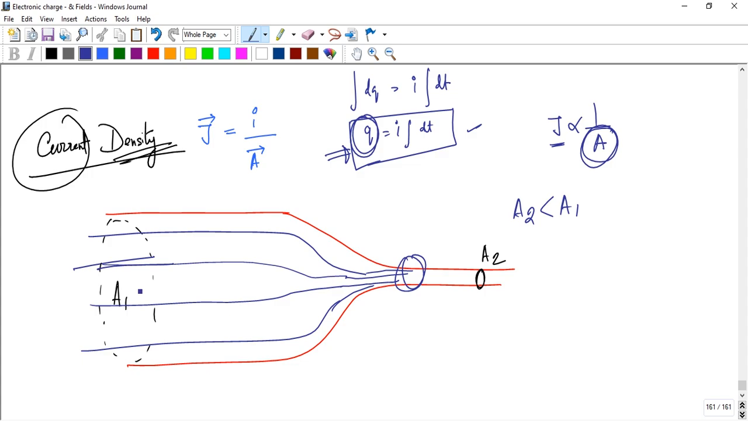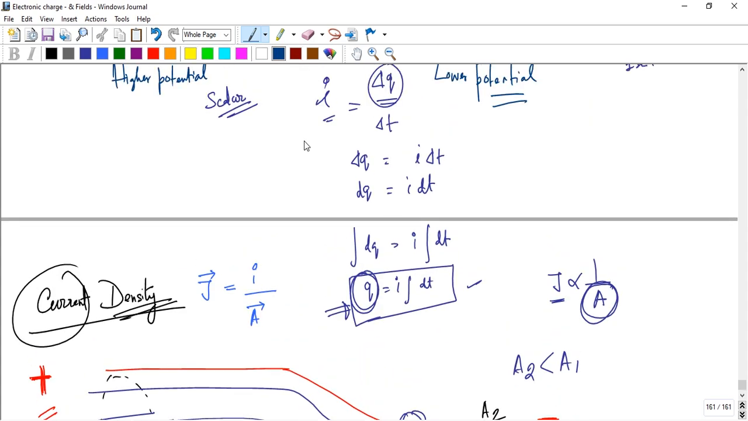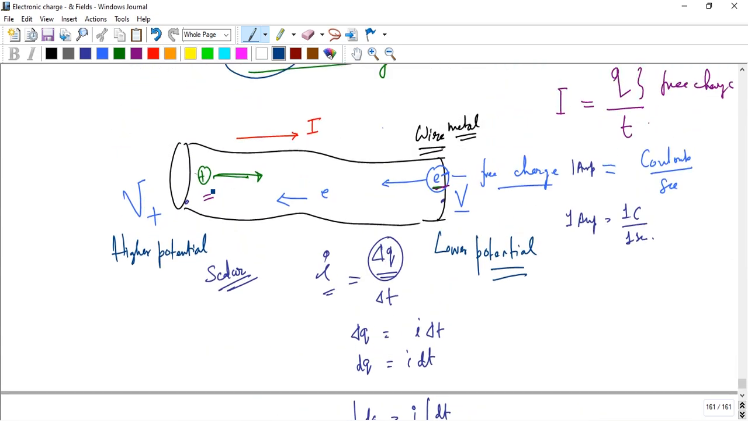Suppose here we consider a plus potential and there a minus potential, meaning here is the higher potential and that is the lower potential. So we know that current moves from higher potential to lower potential.